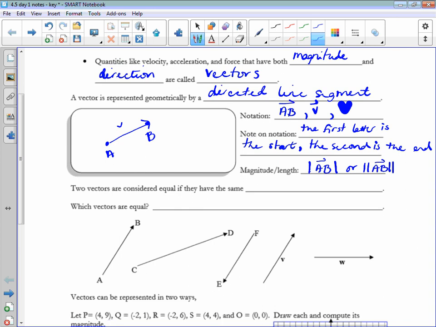Alright guys, so two vectors are considered equal if they have the same what? What do you think? Direction. Direction and? Okay, so magnitude? Yeah.